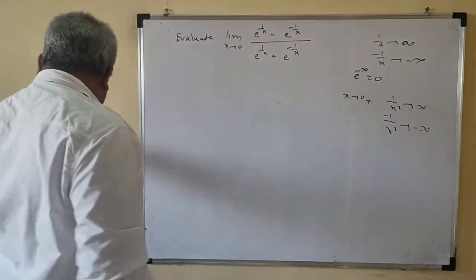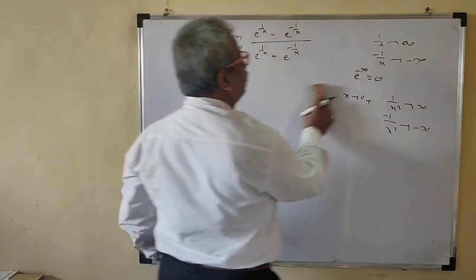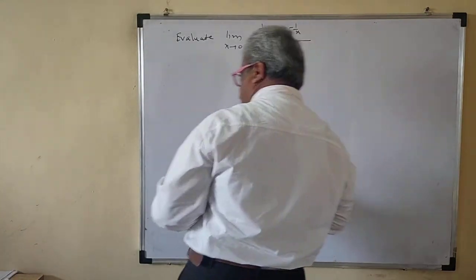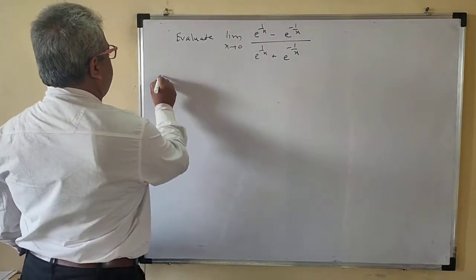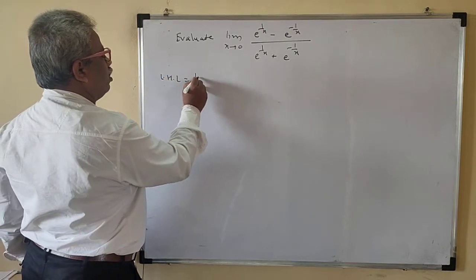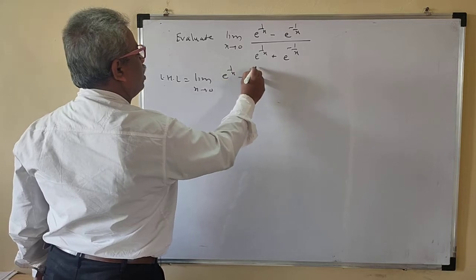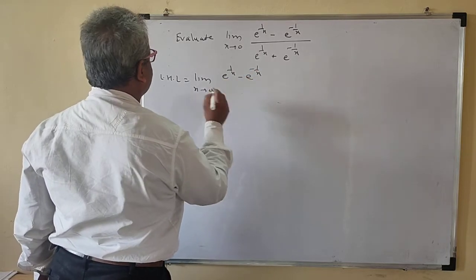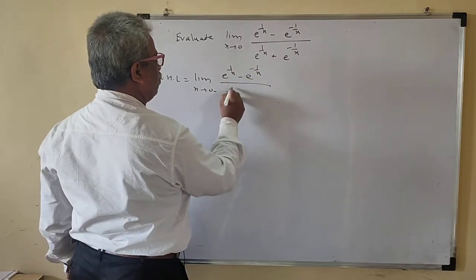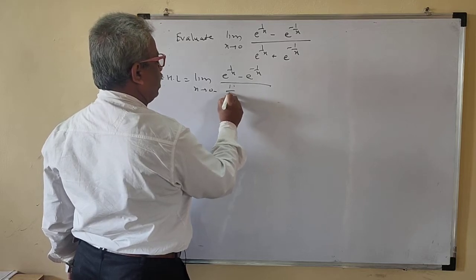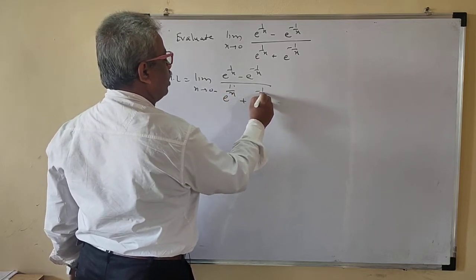So here we have to take the left hand limit and the right hand limit. Okay. So left hand limit now. Limit x tends to 0 minus of e raised to 1 upon x minus e raised to minus 1 upon x, divided by e raised to 1 upon x plus e raised to minus 1 upon x.